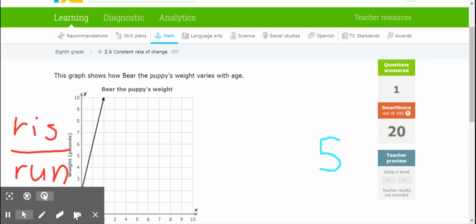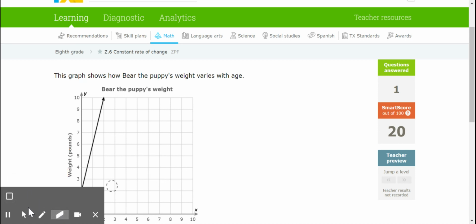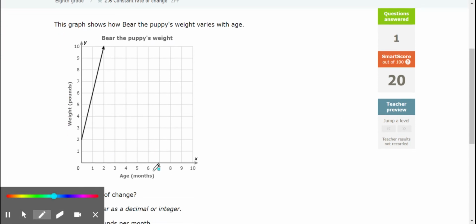So we go ahead, erase all that. We are going to try this one more time. It says the graph shows how Bear the puppy's weight varies with his age. And they want to know what is the rate of change. So I'm going to do the same thing. So I'm going to pick 2 pretty points. Looks like I have a pretty point right there. And it looks like I also have one right here.